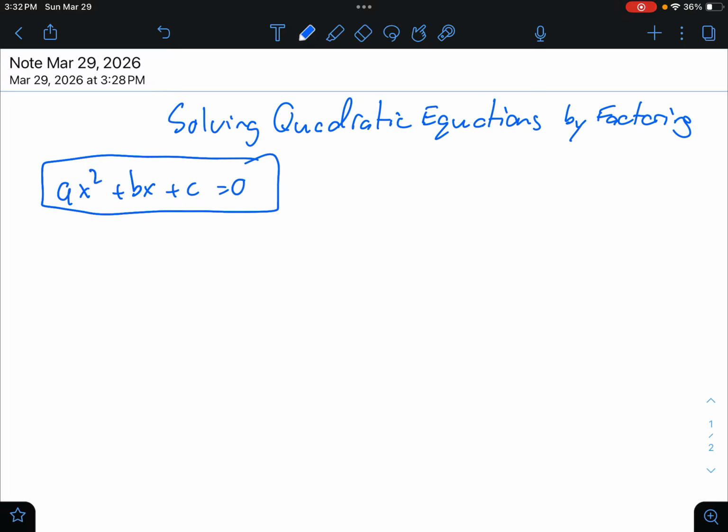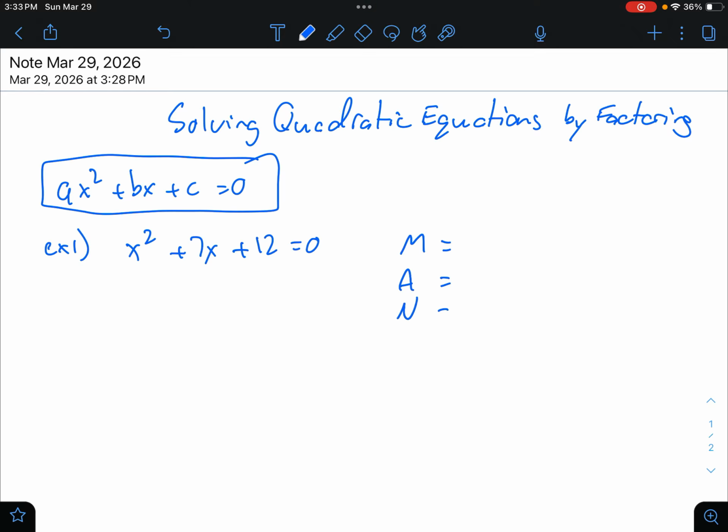Once you see how this works, it's really not that hard. Example number 1: we're going to solve x squared plus 7x plus 12 equals 0. Right now we are in standard form, ax squared plus bx plus c, and it's equal to 0, so we're good to go. To solve this, we have to use factoring, and the factoring style I'm going to use is called the man method.